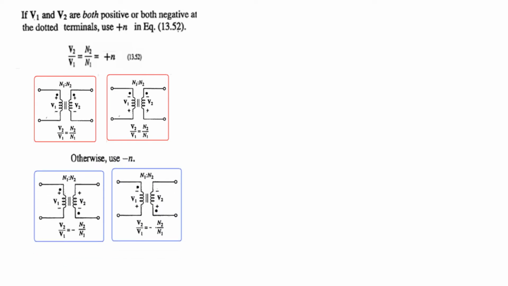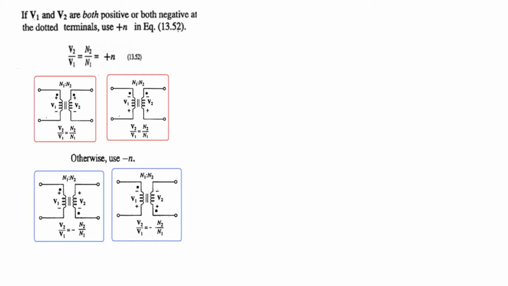So what is otherwise? Let's see here. V1 is positive at the dotted terminal, but V2 is negative at the dotted terminal. So the relation will have a negative sign here, and similarly in this case. So this is the voltage relation.